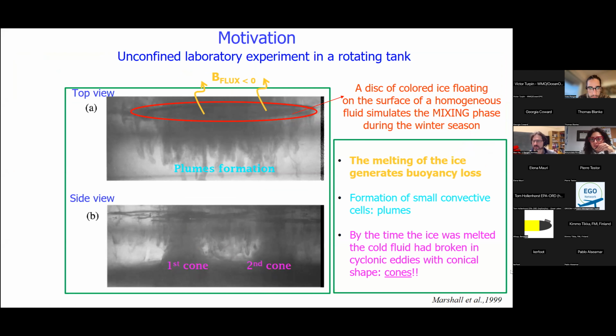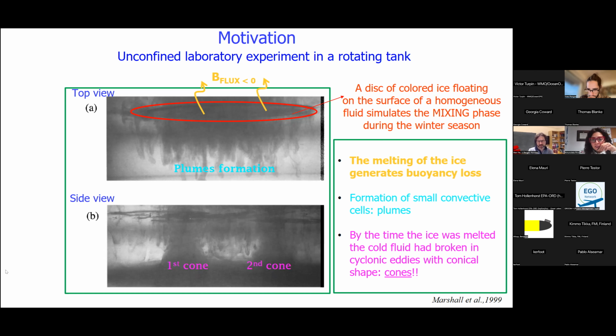So the motivation starts from a laboratory experiment from Marshall back in the 90s, where he simulated a mixing event, putting ice on top of a mixed layer. When this ice was melting, he produced a negative buoyancy flux, so the mixing and formation of small convective cells that we call plumes. The water column got homogenized, and by the time all the ice was melted, the water column started to form some cones. In this case, we have only two cones, the first one and the second one.